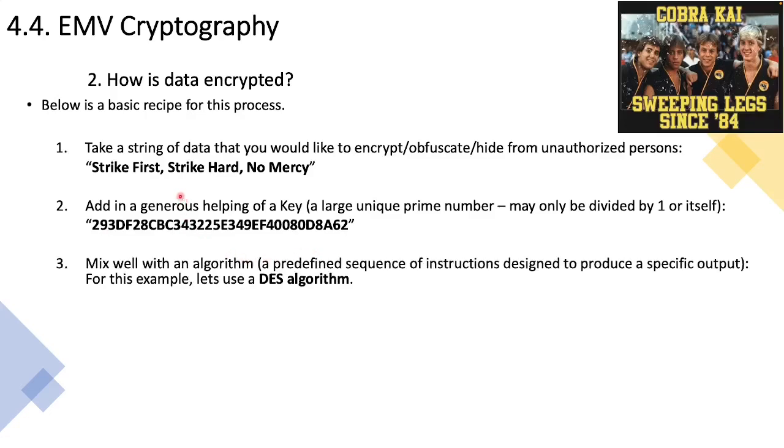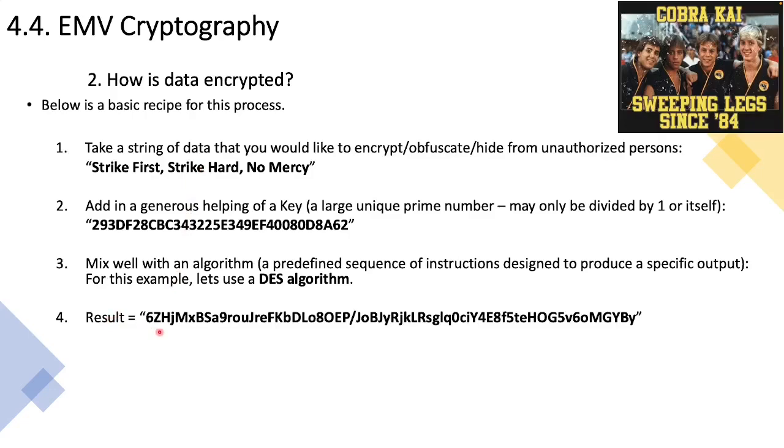Okay, so we've got the original plaintext data that we'd like to encrypt. We now have a key that we plan to use for this process. And so what we're going to do now is throw an algorithm into this process. What is an algorithm? An algorithm is a predefined sequence of instructions designed to produce a specific output. In our example here, I've chosen a DES algorithm that we will use to encrypt this data. So if you combine all three, what you will end up with is a result that looks like this.